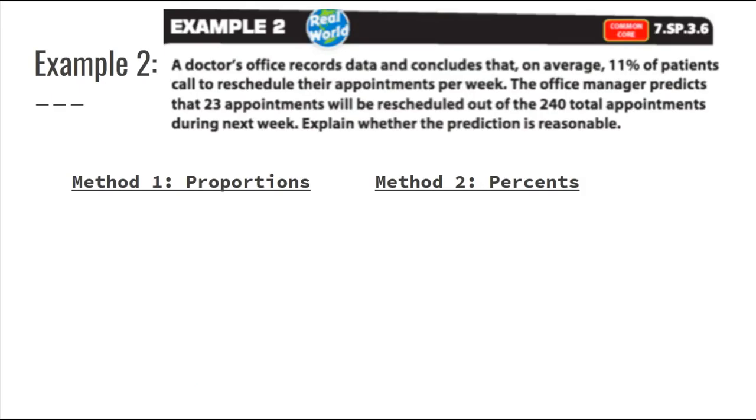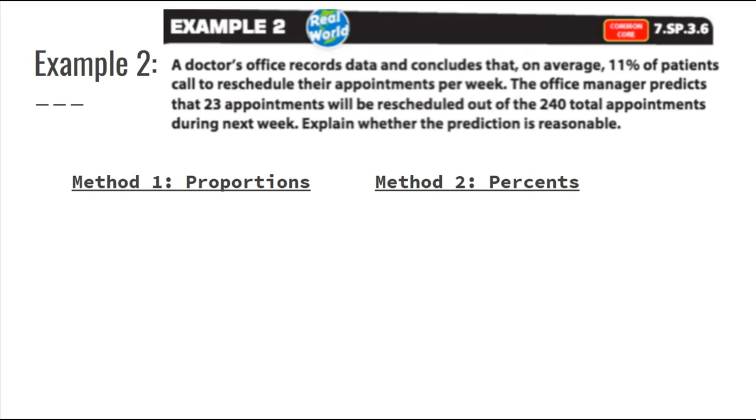All right, let's take a look at another example. This example says a doctor's office records data and concludes that on average, 11% of patients call to reschedule their appointments each week. The office manager predicts that 23 appointments will be rescheduled out of 240 during next week. Explain whether the prediction is reasonable.